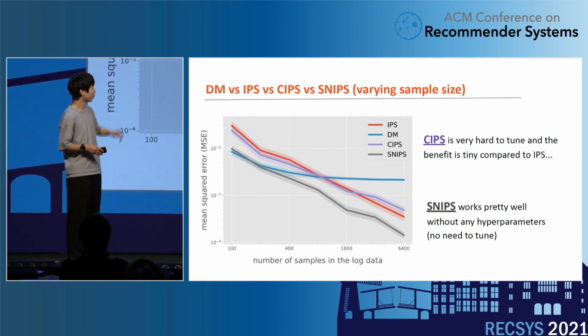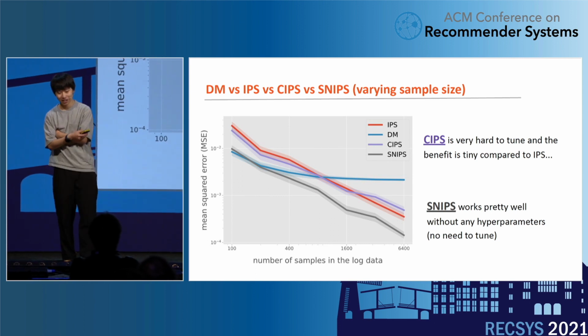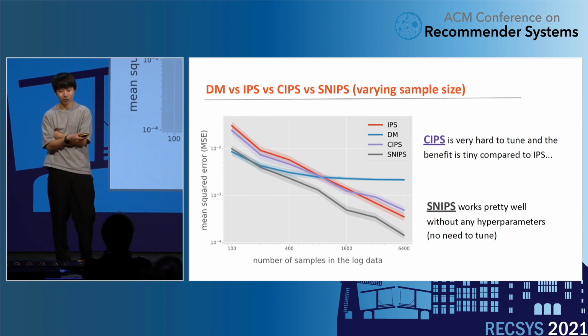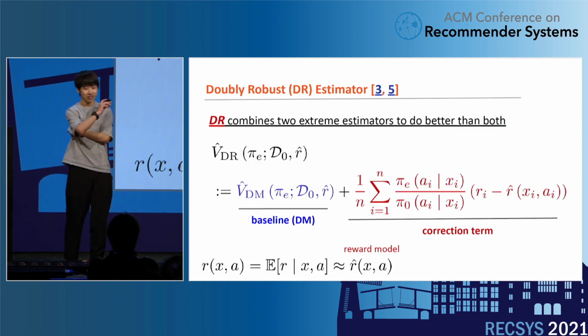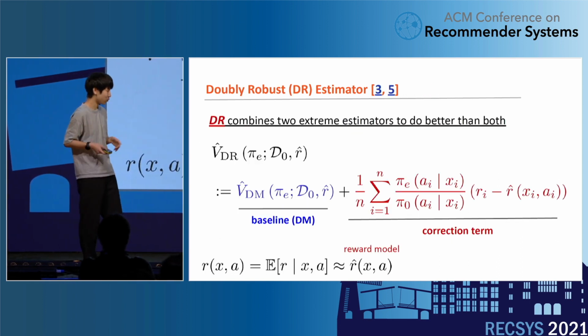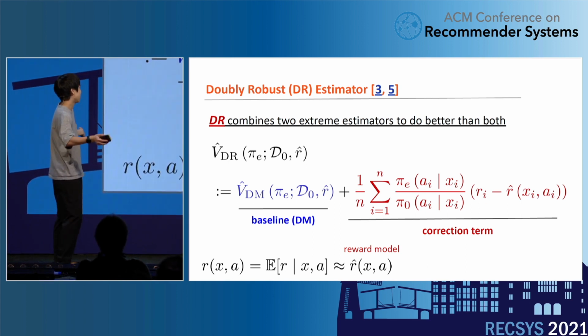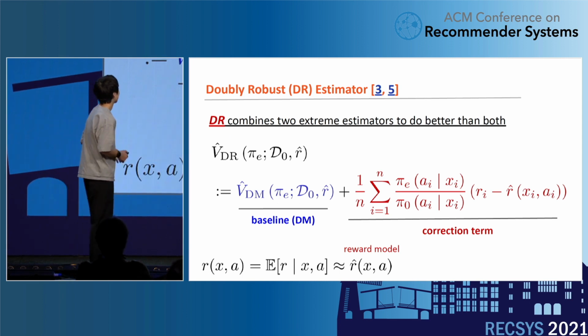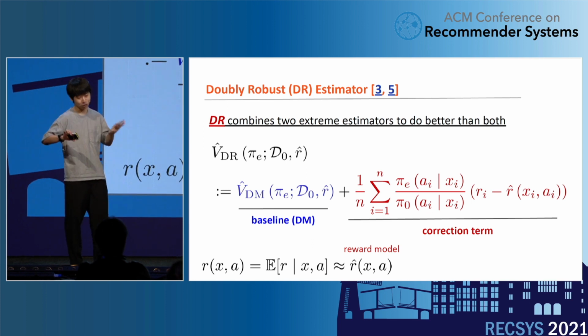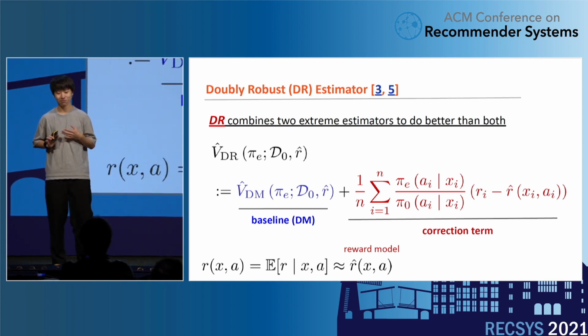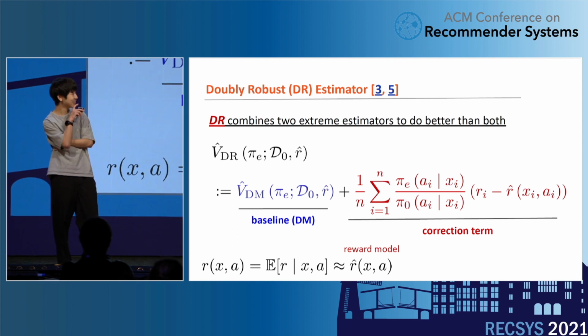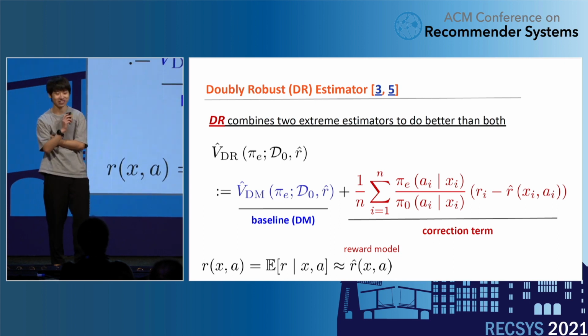These are just two modified, kind of heuristic versions of the vanilla IPS. There is another approach, which is the hybrid or combination of two extreme estimators, the direct method and IPS: the doubly robust estimator. In my personal opinion, this is the most popular estimator in the policy evaluation community, and I believe some of you agree with that.